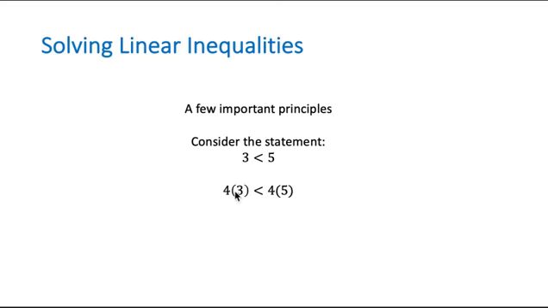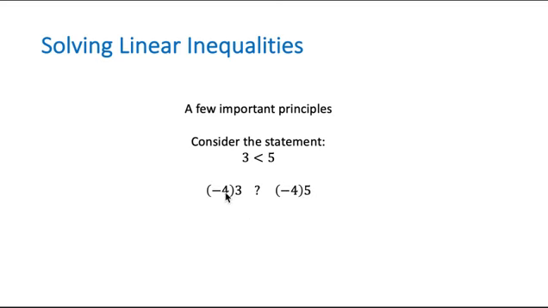All right, what about multiplying? If I multiply both sides of the inequality by the same number, these are all things we're allowed to do with equations. And as it turns out, we can do those with inequalities. So if I multiply by 4 on the left and 4 on the right, I get 12 is less than 20, and that is true. But here is where things get a little wacky.